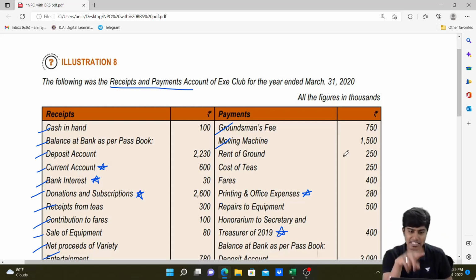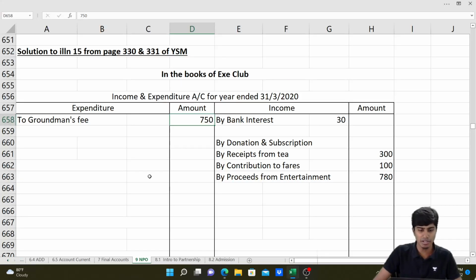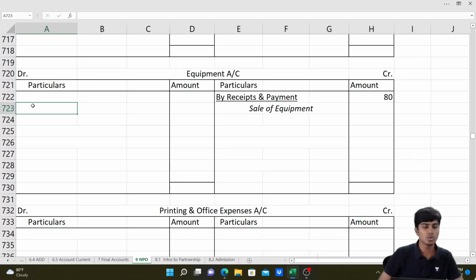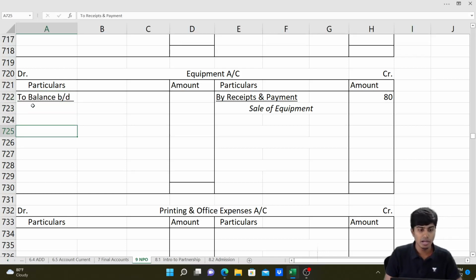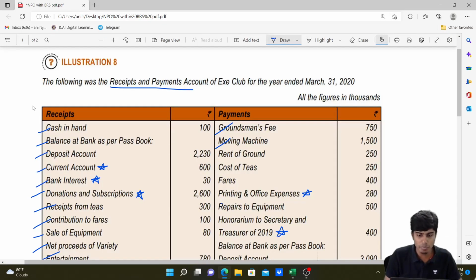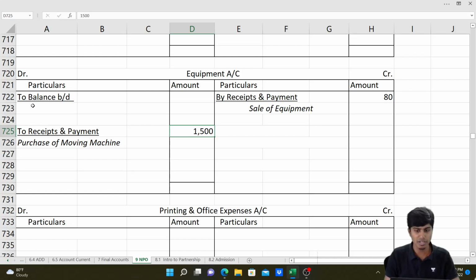So in our receipts and payments, we have written buy moving machine. So in that machine and equipment account, I'll write to receipts and payments, 1500. Come on, let me take you to our equipment account. In our equipment account, we'll have the opening balance, which I don't know right now, but later when I get to know, I will write. And now I'll write to receipts and payment. This is purchase of moving machine. How much did you purchase the moving machine for? 1500. Yeah, so there is some sale of equipment for 80.